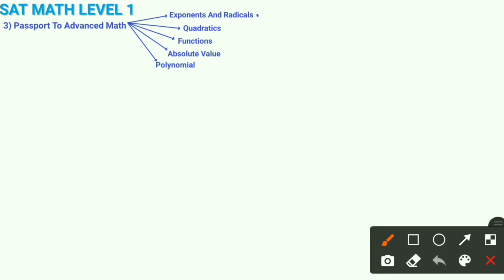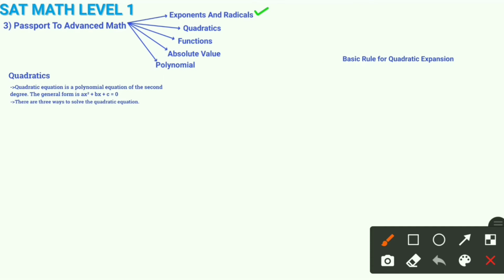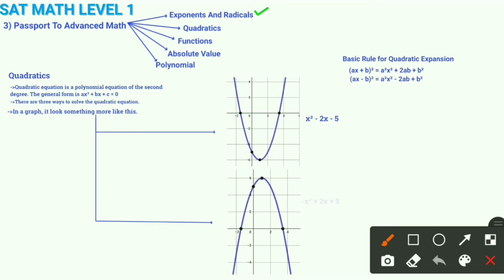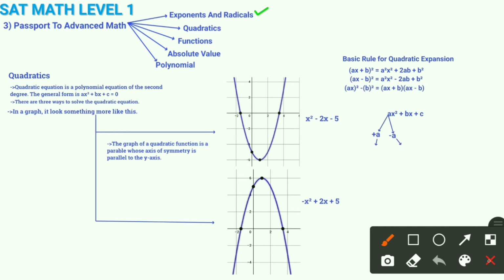Okay, topic 1 is done, and going to topic 2, it is quadratics. A quadratic equation is a polynomial equation of the second degree. The general form is this. Basic rule for quadratic expression. There are 3 ways to solve the quadratic equation. In a graph, it looks something like this.